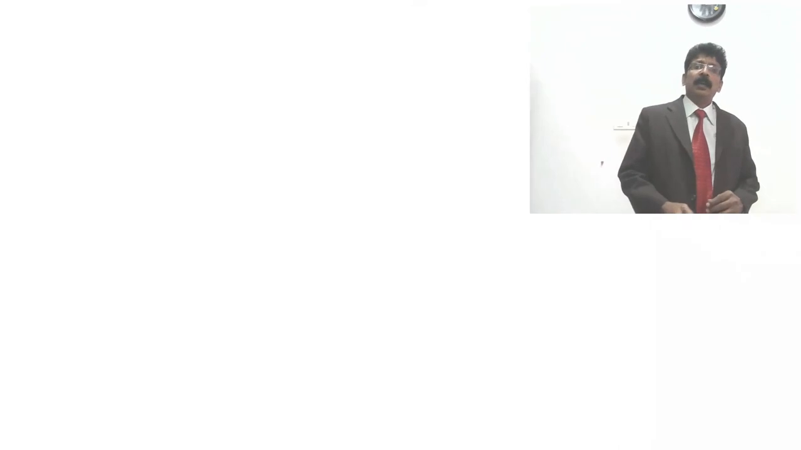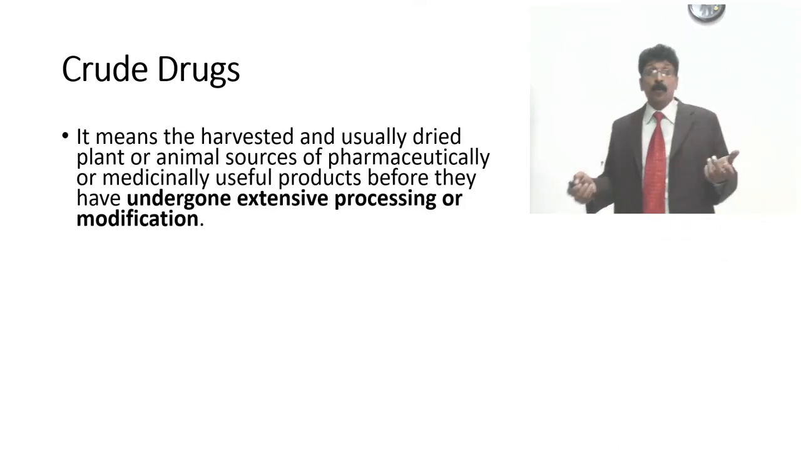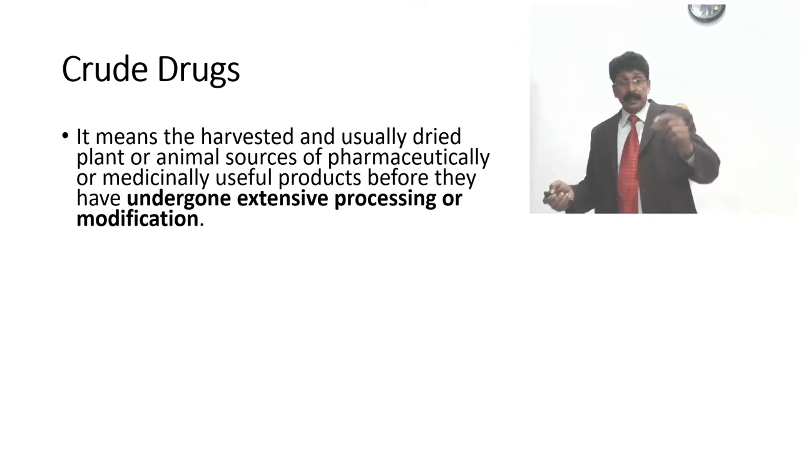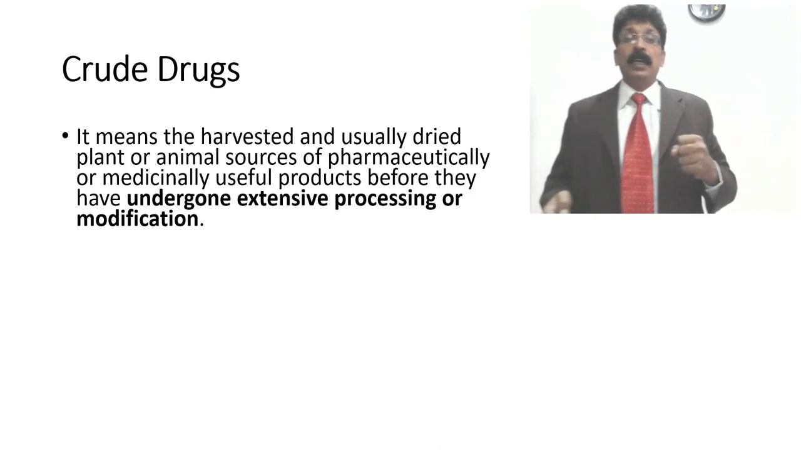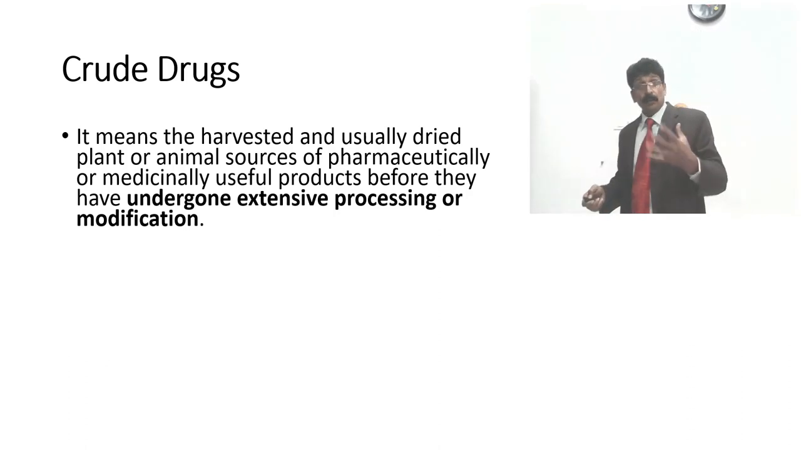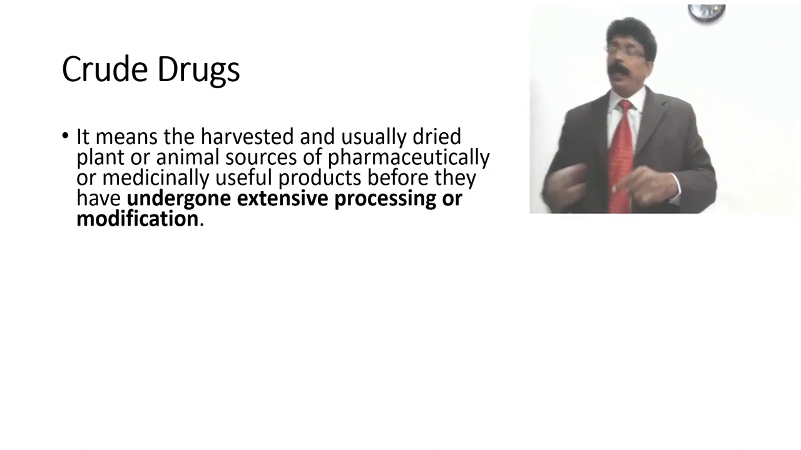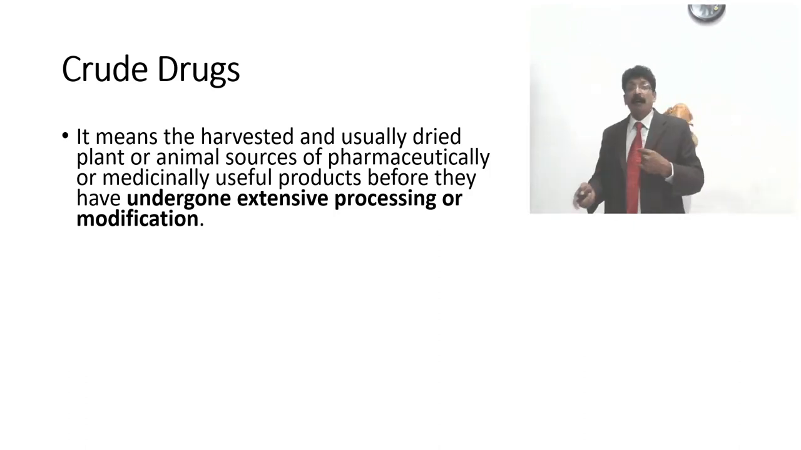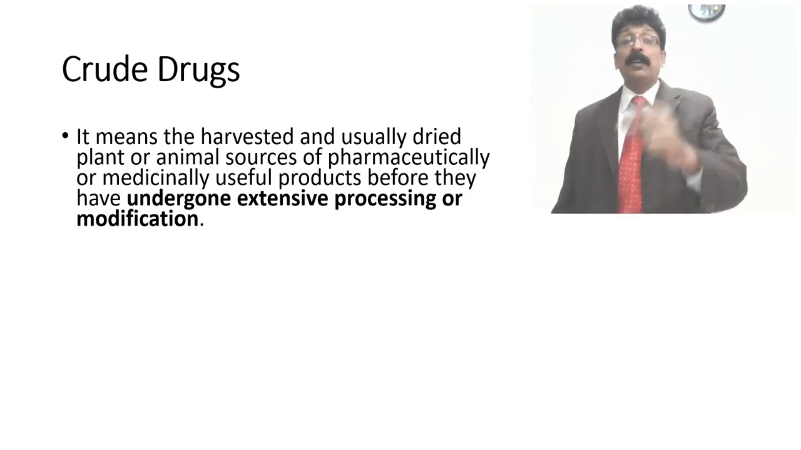And then, what do you mean by crude drug? There is a definition. It means they harvested something which we take from the garden or from the field, harvested and usually dried plants and animals as sources of pharmaceutical or medicinal use, a product before they undergo any type of extensive processing or modification. Before modification or extensive processing, that particular drug is called crude drug.